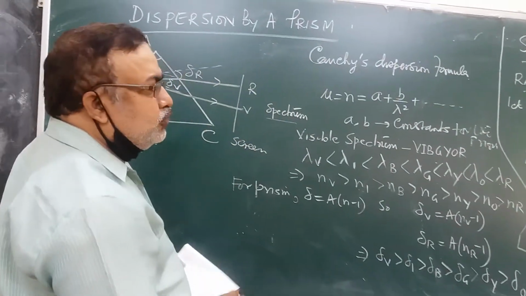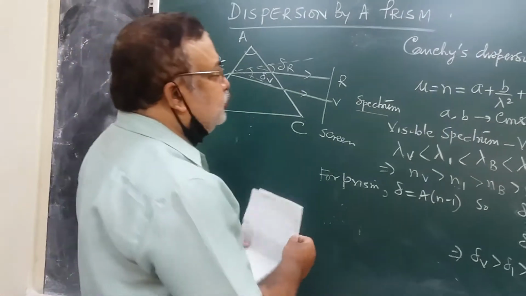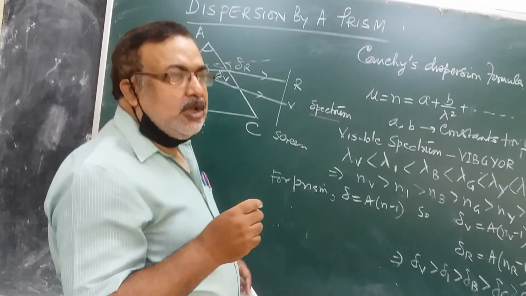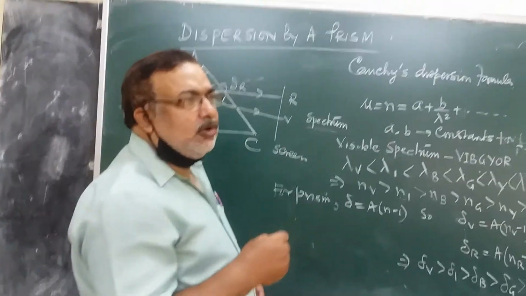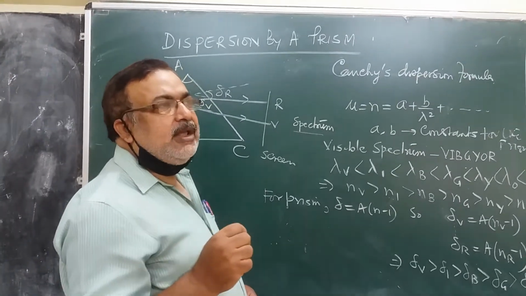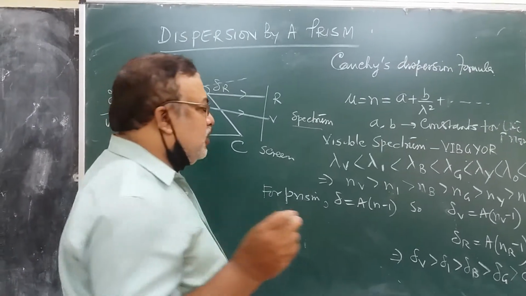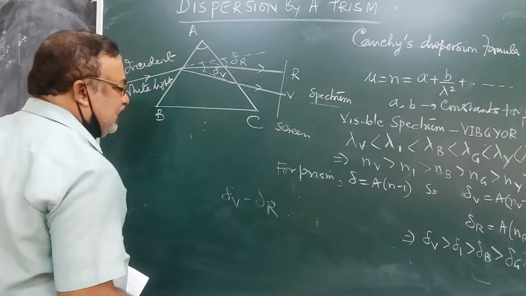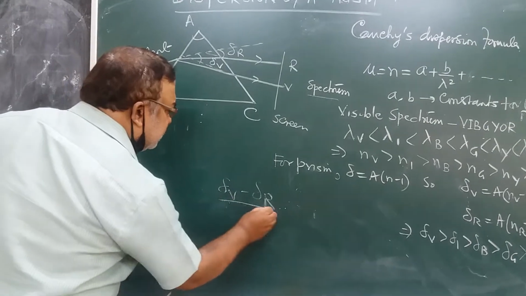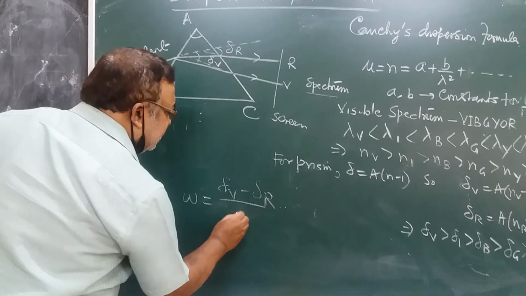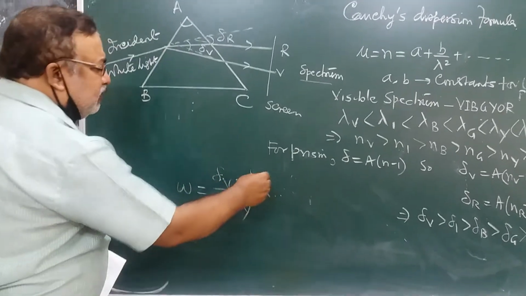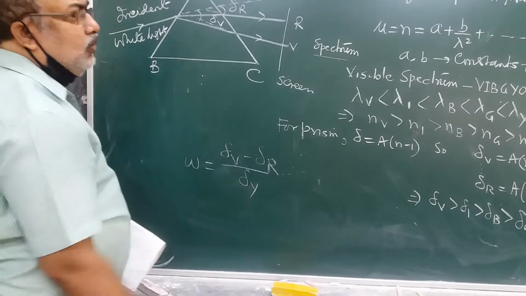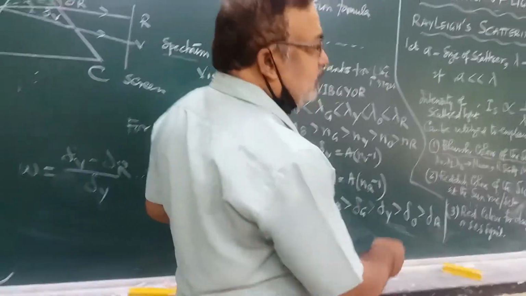Okay. Now there are two important physical quantities for this dispersion, which I will give in your notes. One is angular dispersion, which is given by delta V minus delta R. Another one is dispersive power, that is, angular dispersion divided by the deviation of the mean color. Mean color is yellow.